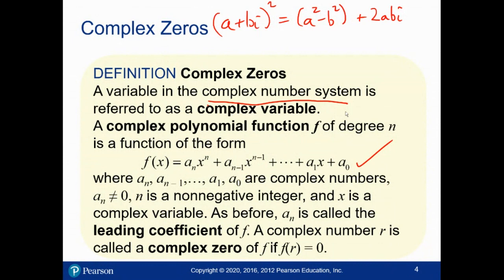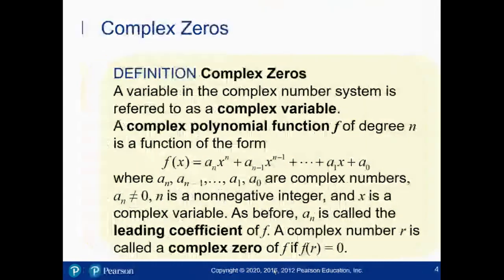But the point is the square of a complex number, so it had a real part and a complex part, is another complex number with a real part and a complex part. And you can cube it, you can fourth it, etc. So if you have a polynomial, you can plug complex numbers into it. If there's a complex number that you can plug into a polynomial and get out a 0, you still call that a 0 of the polynomial or a root. It's just a complex number instead of a real one.